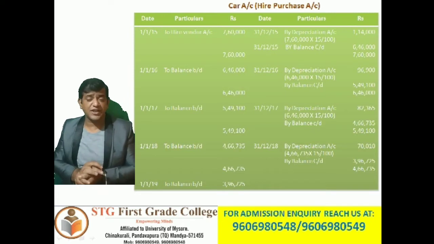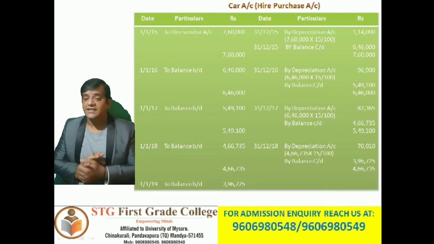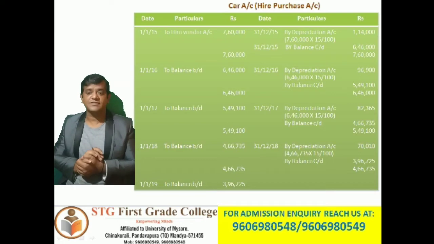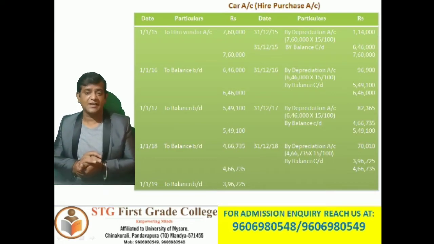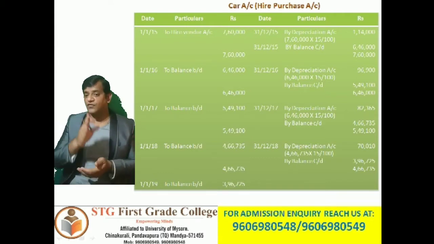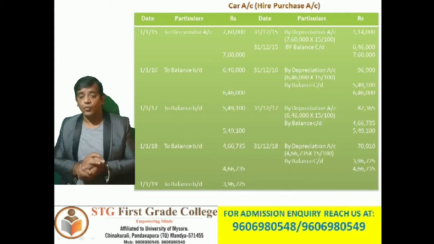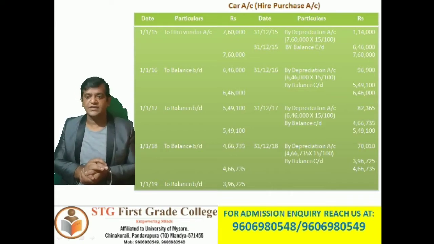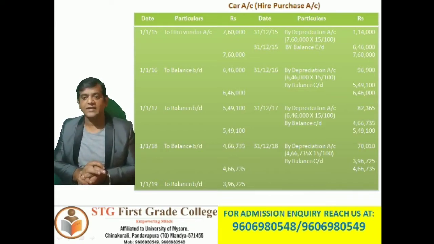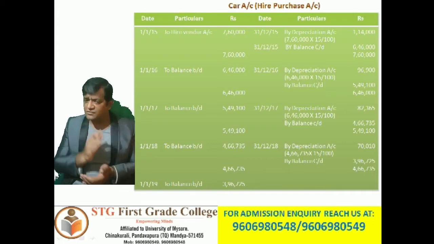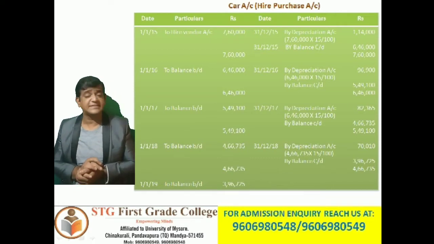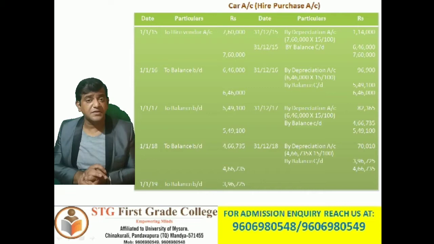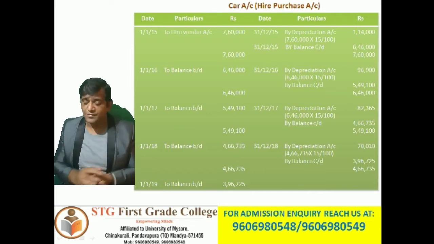By depreciation account, what was the opening balance? Sorry, opening balance was 5,49,100. Clear? So 5,49,100 into 15 divided by 100. So that comes to 82,365. So now find the difference. By balance carried down. So that is 4,66,735.